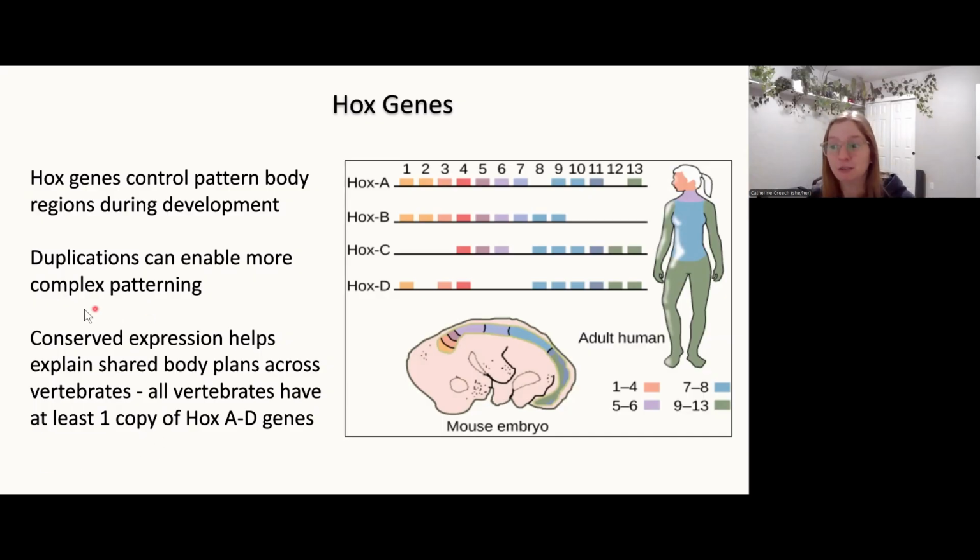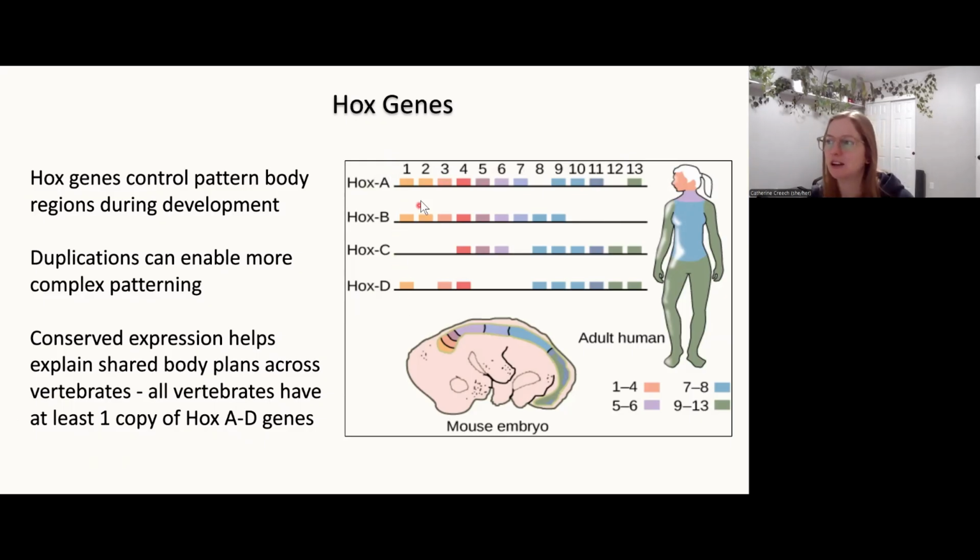We think that all vertebrates have this, because we know that there are 4 types of Hox genes, and so far every vertebrate we found has at least one copy of each of those 4 types. Lots of them have many copies, but at least one is found in every vertebrate. Here's an example. I have Hox A, B, C, D, so those are 4 types of Hox genes. I have numbers of them up to 13.